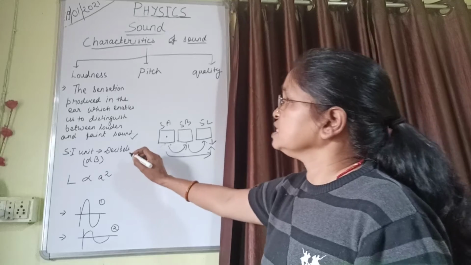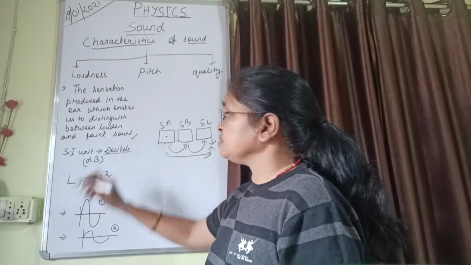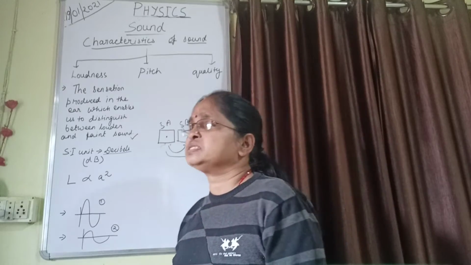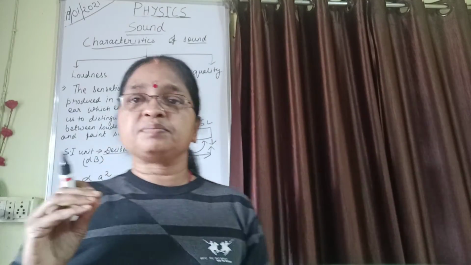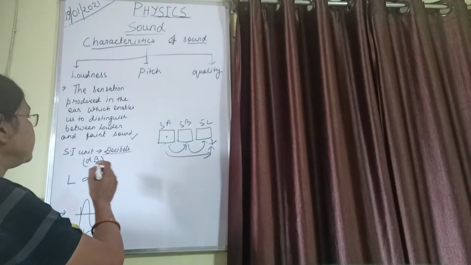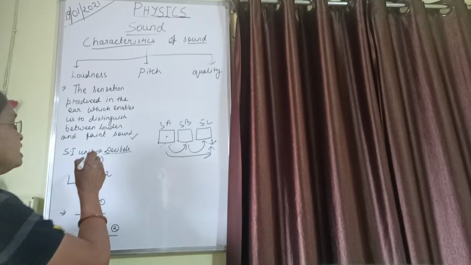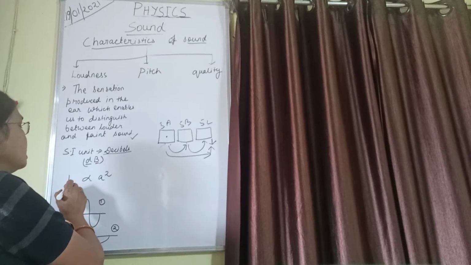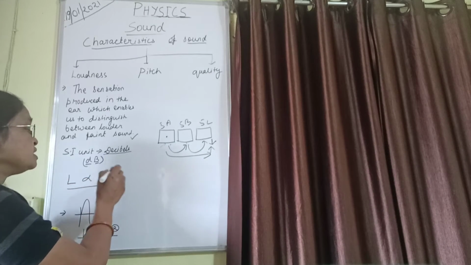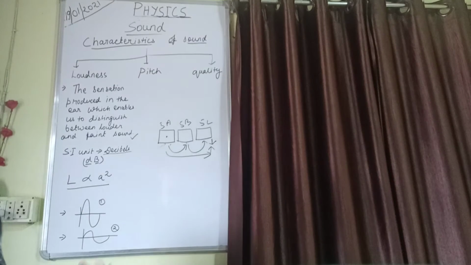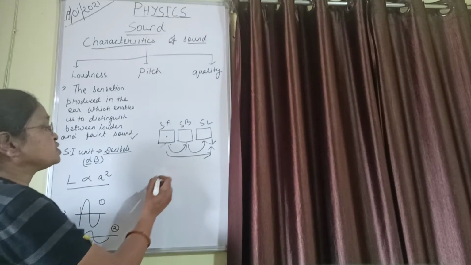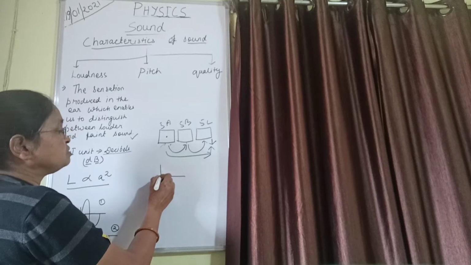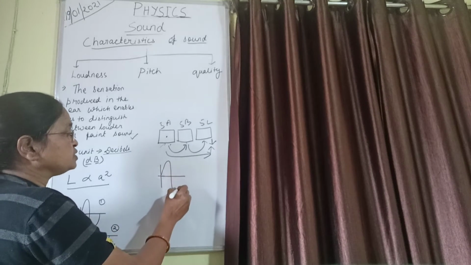SI unit of loudness is decibels. Means by decibels only we are measuring the loudness. And in this unit, the first letter is written small and the second letter big, that is dB. Now, this loudness depends upon the square of the amplitude. Students, I think you remember amplitude is nothing but the maximum displacement from the mean position.